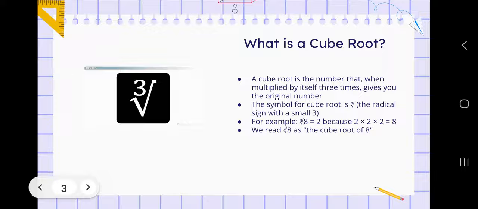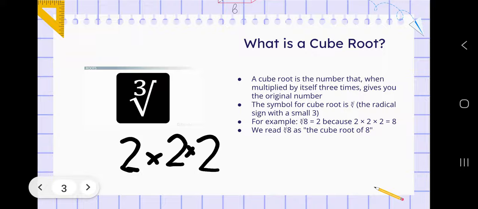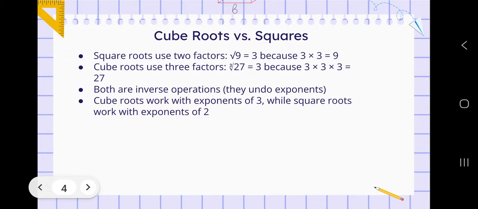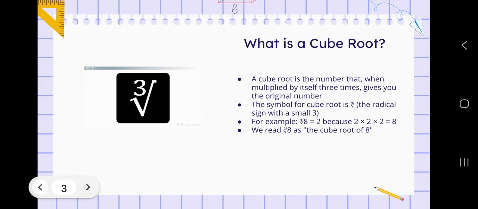So 2 times 2 times 2 is 8. Read this sign here as the cube root of 8.